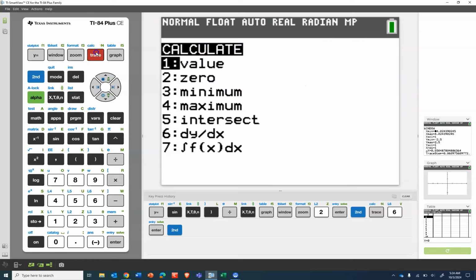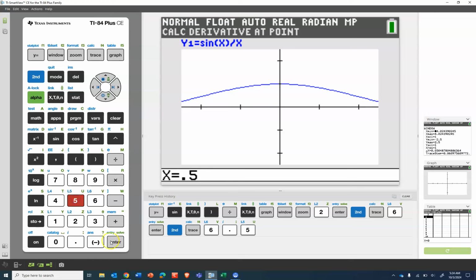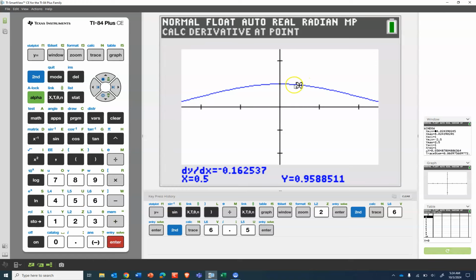Go back to calculations. And we want the derivative, let's say, at 1/2. And it gives us a little x. Hey, here at 1/2, the derivative is negative 0.162. X is 1/2, y is 0.958. Depending on your model, that x and y value may not show up. So that's an easy way to go.